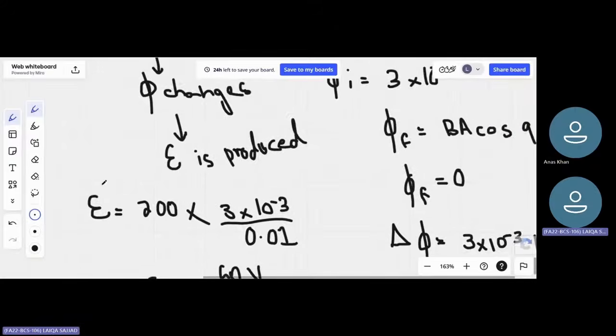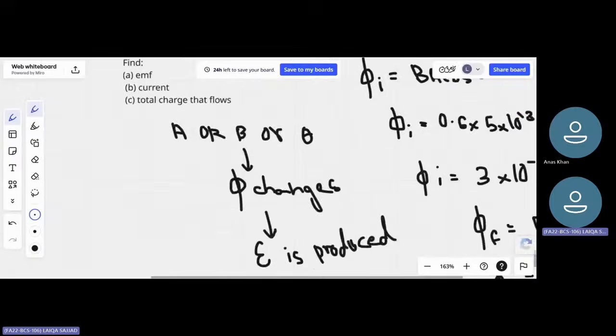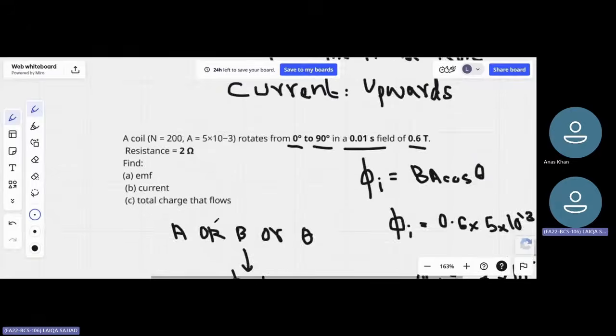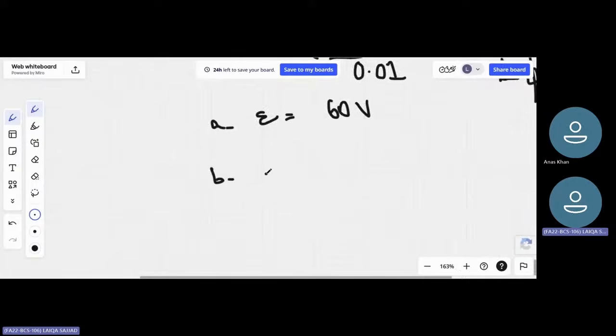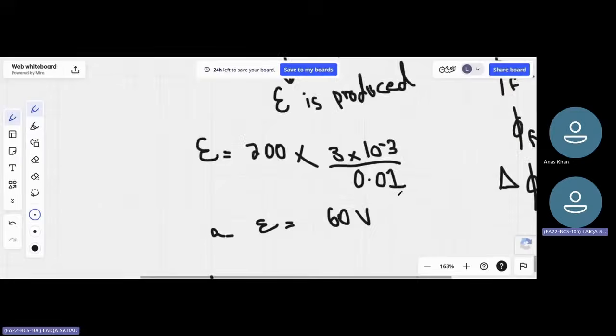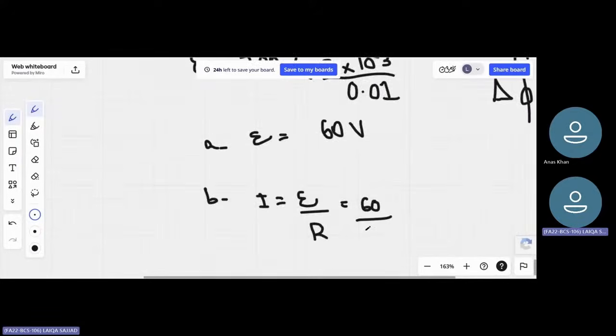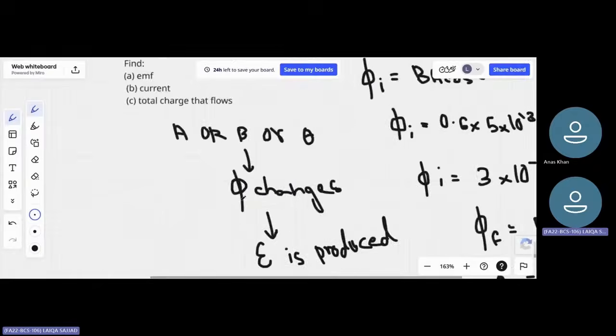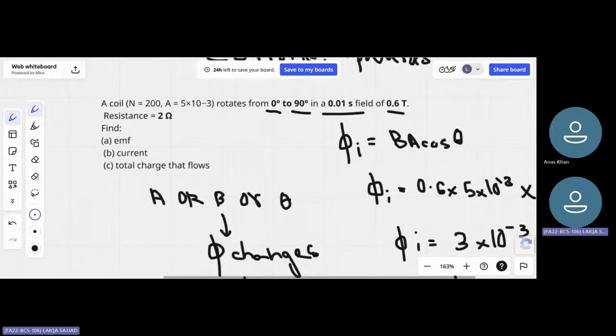In the next part, you have to find the current. Now we have got the value for EMF. We are given the resistance in the question as well. So I would be simply equal to epsilon divided by R. Epsilon is 60. Resistance is 2. So current would be 30 amperes. In part C, we have to find the total charge that flows.